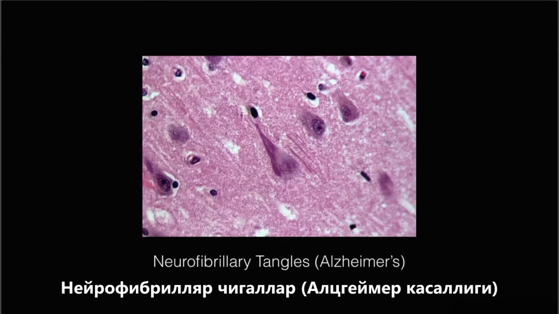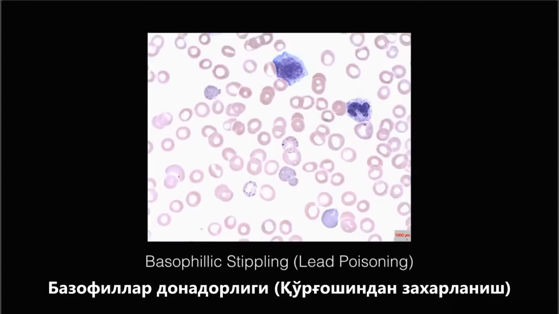These are neurofibrillary tangles seen in Alzheimer's disease. Kind of a rare image, or not rare, but a unique image, so definitely familiarize yourself with this. Here we have one of my personal favorites, and if you've seen my other videos, you know how I feel about basophilic stippling, but this is basophilic stippling. It's lead poisoning is the diagnosis.